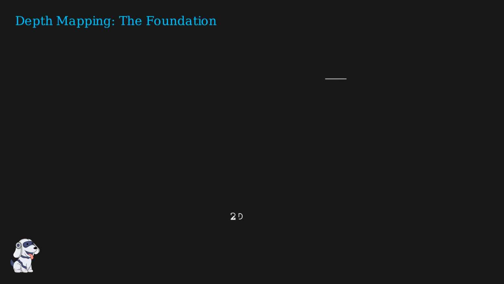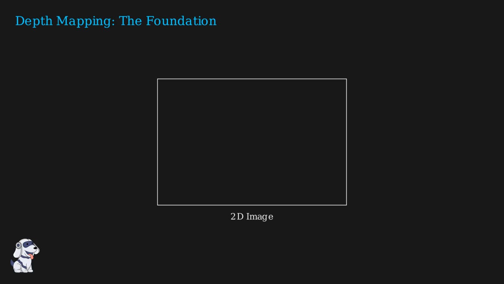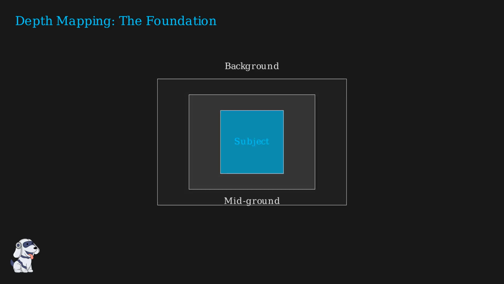Depth mapping is the essential foundation of cinematic photo animation. It allows the AI to transform a flat 2D photograph into a structured 3D environment. The AI segments the image into distinct depth layers: the background, the midground, and the primary subject. By calculating the distance of each pixel, it generates a 3D point cloud.